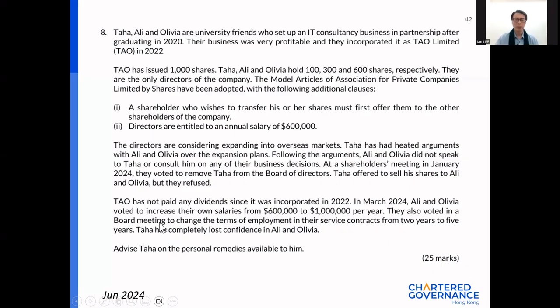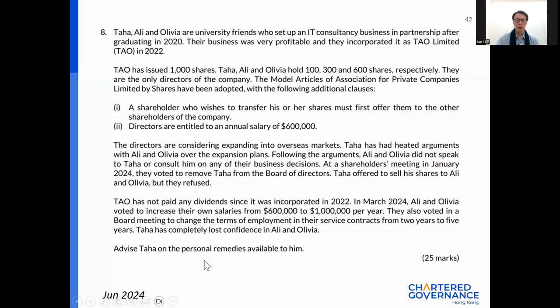They also voted in a board meeting to change the terms of employment in the service contract from 2 years to 5 years. So this is sort of like entrenched management, to make a change so that they are there for a longer time, not so easy for you to remove them. So Taha has completely lost confidence in Ali and Olivia. So clearly a breakdown in the relationship and mutual trust and confidence.